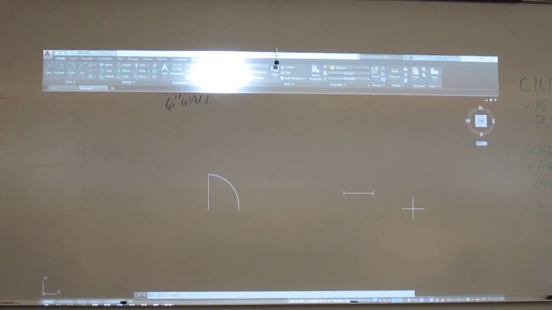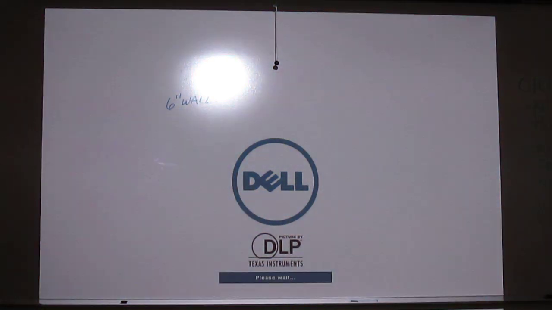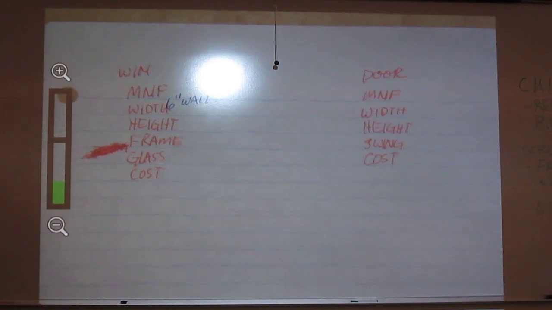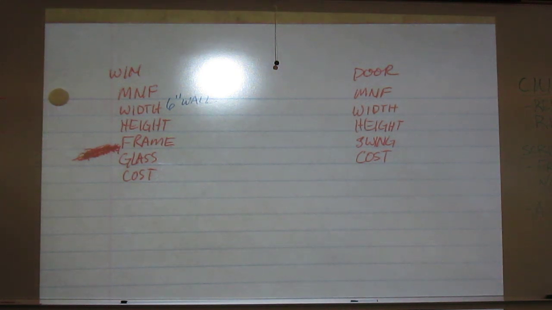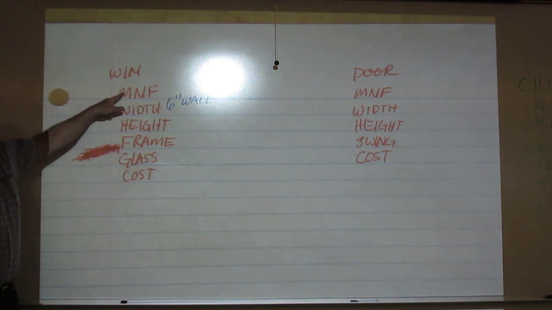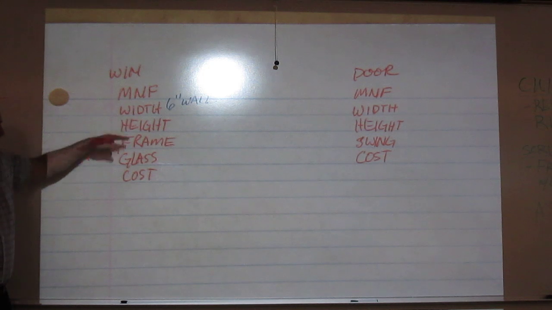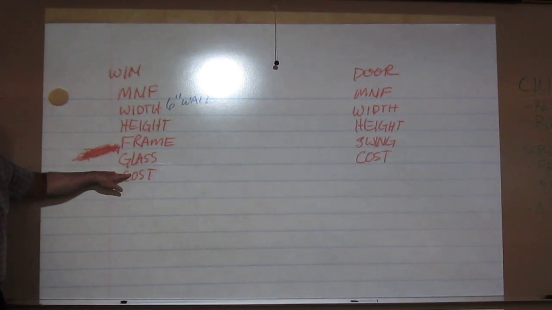Now, just so you can kind of see this, here's the attributes we're going to add to these two. Okay, let me kind of blow this up. And I'll show these to you here in a second once we walk through one. So for the windows, right here, we're going to do a manufacturer. We're going to attach the information of the manufacturer. We're going to do the width, the height. We're going to do what kind of frame it is. We're going to do what type of glass it is, and the cost.